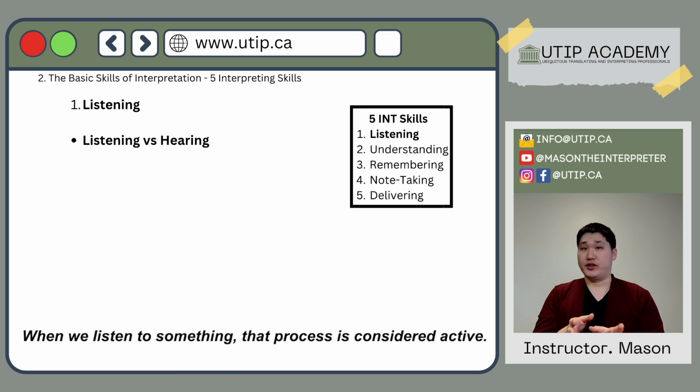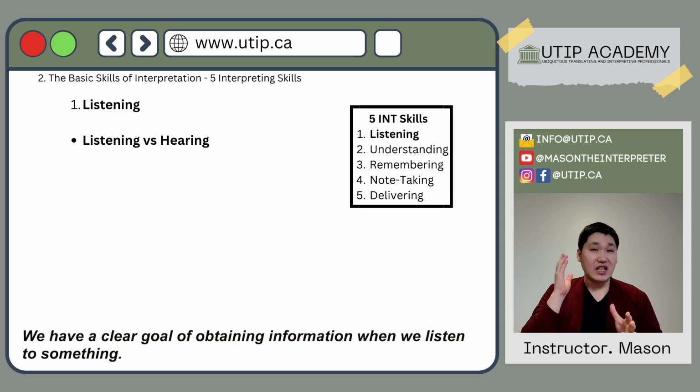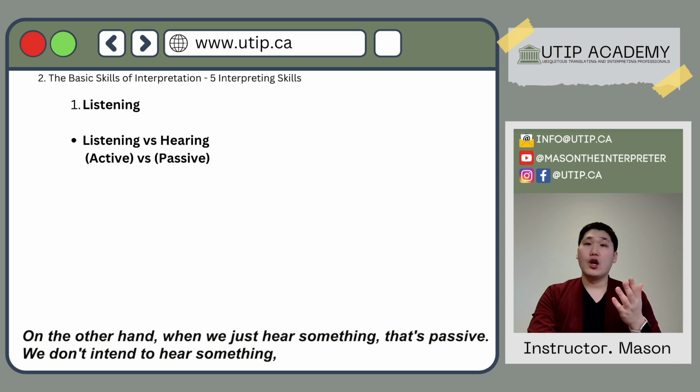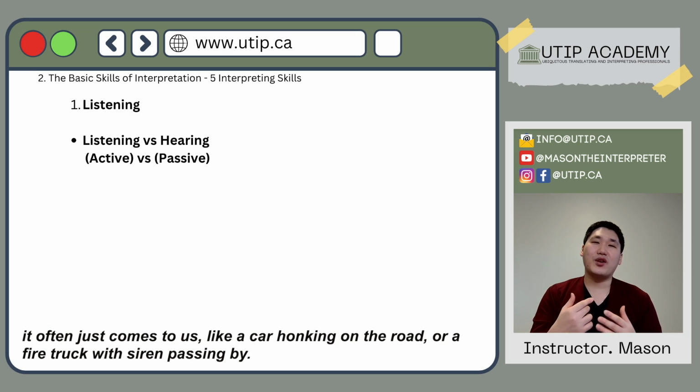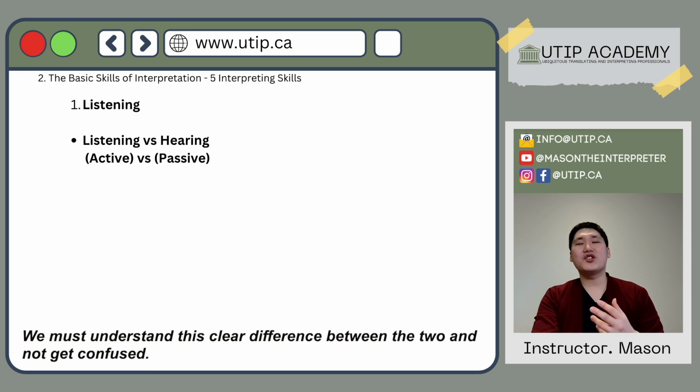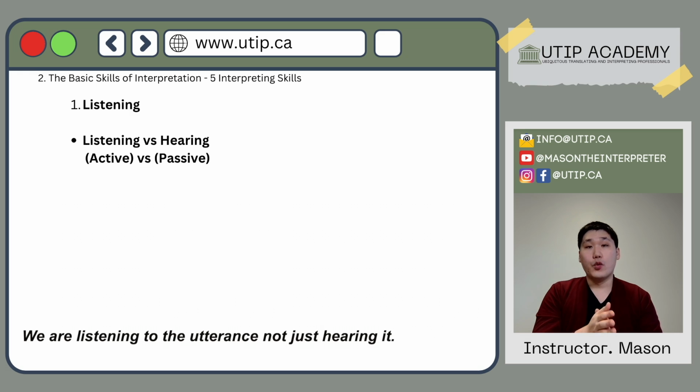When we listen to something, that process is considered active. We have a clear goal of obtaining information when we listen to something. On the other hand, when we just hear something, that's passive. We don't intend to hear something. It often just comes to us like a car honking on the road or a fire truck with a siren passing by. We must understand this clear difference between the two and not get confused. We are listening to the utterance, not just hearing it.